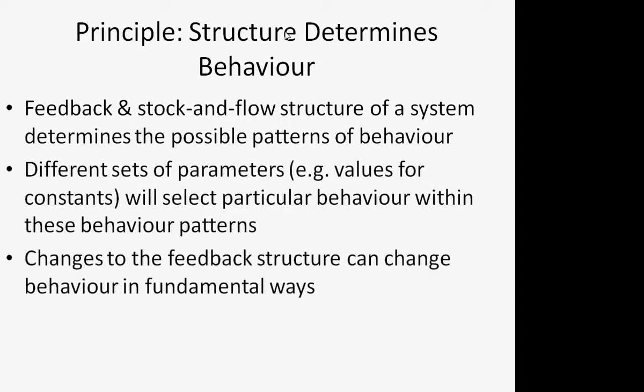Okay, so this is an important point that draws on our understanding of stocks and flows and causal diagrams. We said, when it came to causal diagrams, that the feedback structure, the stock and flow structure of a diagram, determines possible patterns of behavior. I talked about exponential changes. I talked about balancing loops. I talked about oscillations. So the possible behaviors are determined by that structure. Different sets of particular parameters will determine particular behaviors within it.